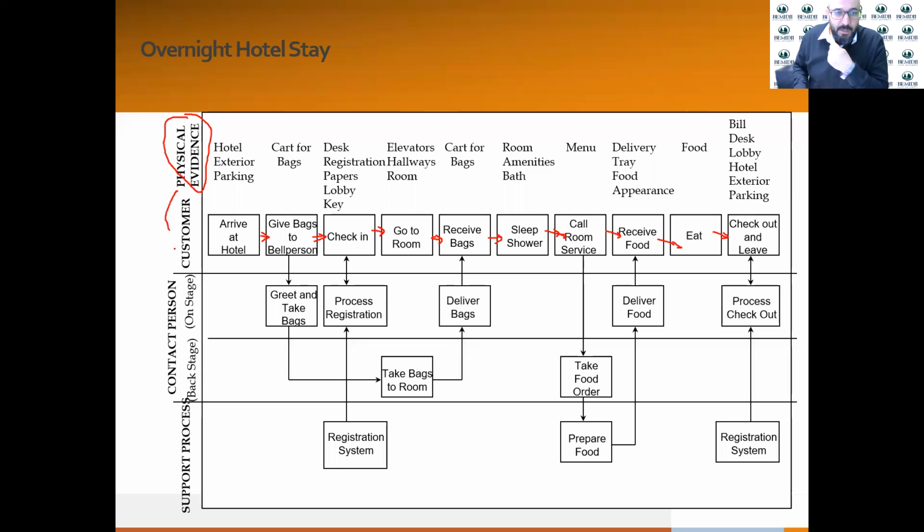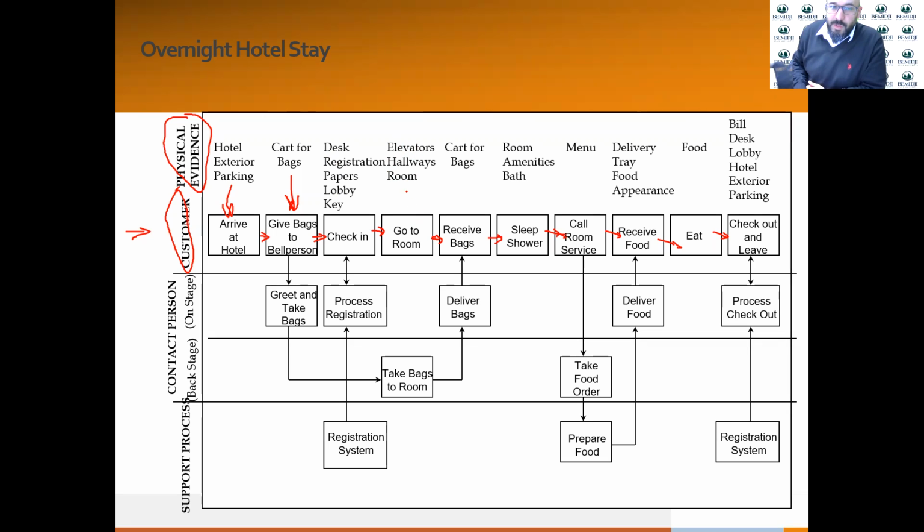As I mentioned, this is what the customer sees, and here is the physical evidence: the exterior, the cart, the desk, registration papers, lobby, keys, and the elevator when they go to the room. This is assigned to each of these steps. The easy way to create your blueprint is to start with the customer perspective, what the customer will see, and then go back to the physical evidence. For example, in the check-in, they see the desk, the registration papers, the lobby, and they will see the key when they go to the room.